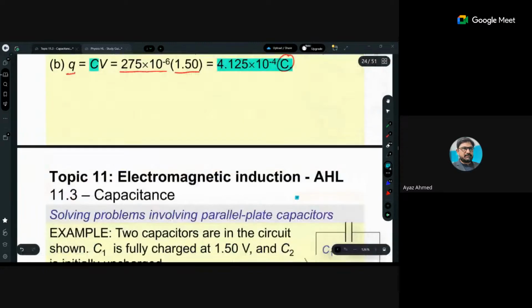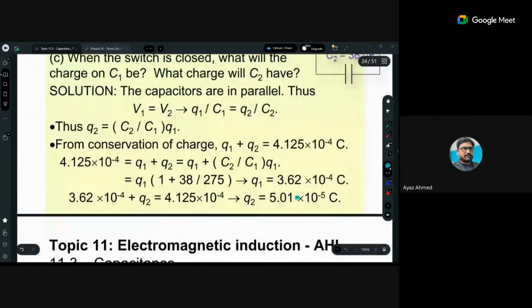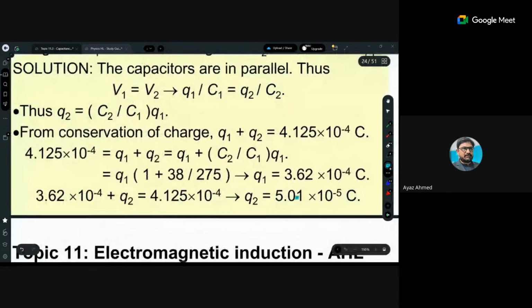And then this is basically the same question, but in the next part the capacitors are in parallel, so voltage of one is equal to voltage of two. So q1 divided by c1 is equal to q2 divided by c2. So q2 is, this is a very important formula, you have to remember or recall it, that q2 is actually c2 divided by c1, the ratio of capacitances, into charge.